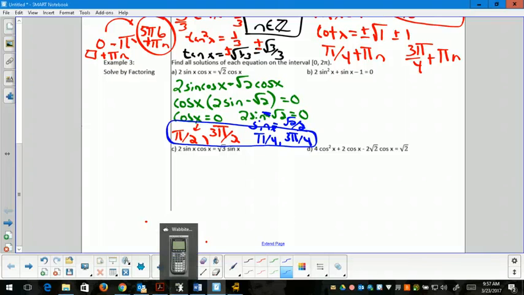So if it involves more than one trig function, it may require us to factor. Or if it involves something that has the same trig function where one of them is squared and one of them is not, it will require us to factor. When we get down to that number, we'll see it on that one too.